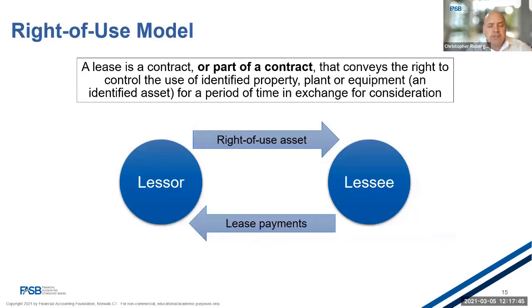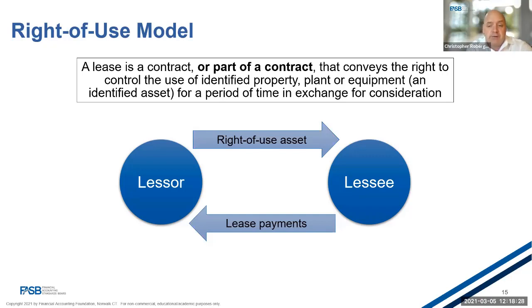a lease is a contract or part of a contract that conveys the right to control the use of identified property, plant, or equipment, which is the identified asset, for a period of time, the lease term, in exchange for consideration. As I mentioned in the first part of my tee-up, the lessee has a right-of-use asset, which is based off of the lease liability that it recognizes.